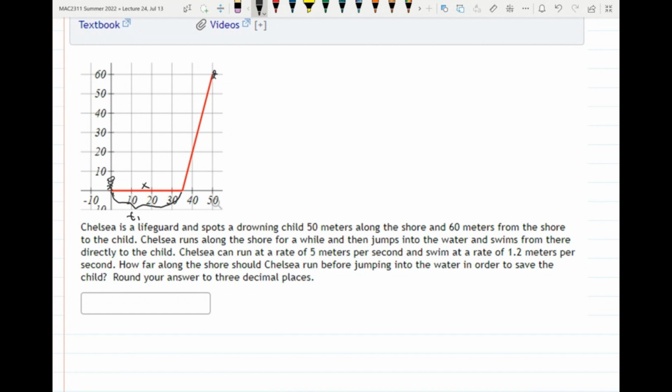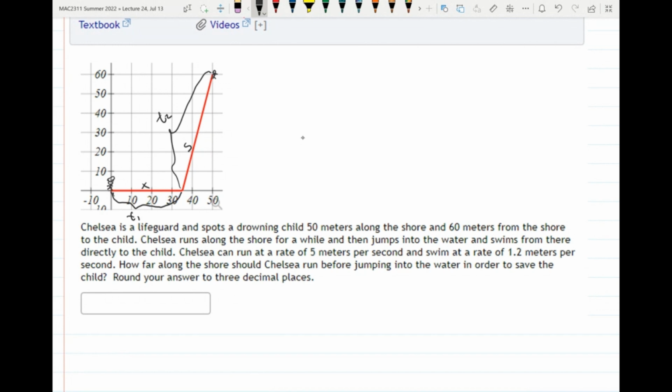And similarly, the distance that she needs to swim, from the moment that she jumps into the water to where the child is, let's call it s, for swimming. And the time that it takes to get to the child once in the water, let's call it t2. Do you understand this so far?